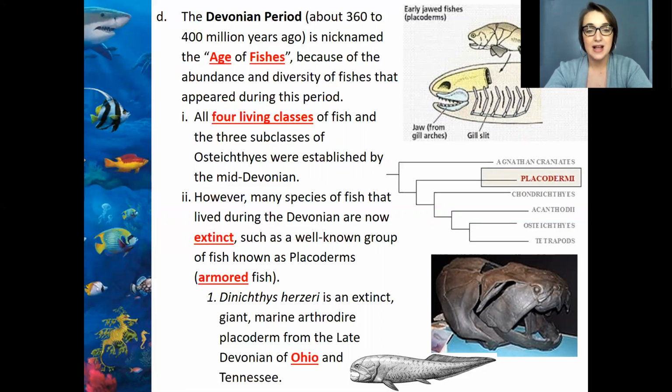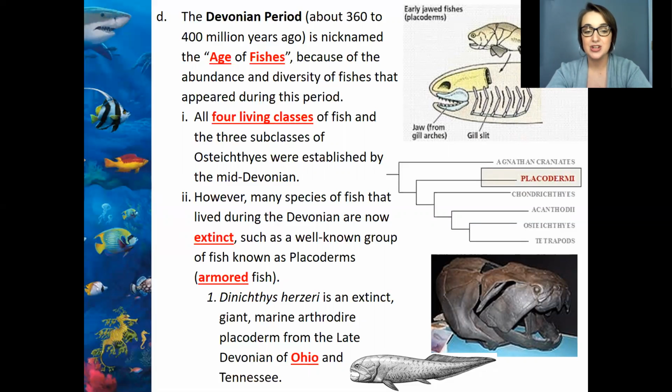So now all 4 living classes of fish and the 3 subclasses of them were established by this time. What that means is we have a bunch of different types of classes of fish. The osteocytes, these are your bone fish. We'll talk about that again a little bit later down the road. But at this period of time, all of our ancestors have now occurred. So now it's all up to evolution. All the beginning fish, they've arrived.